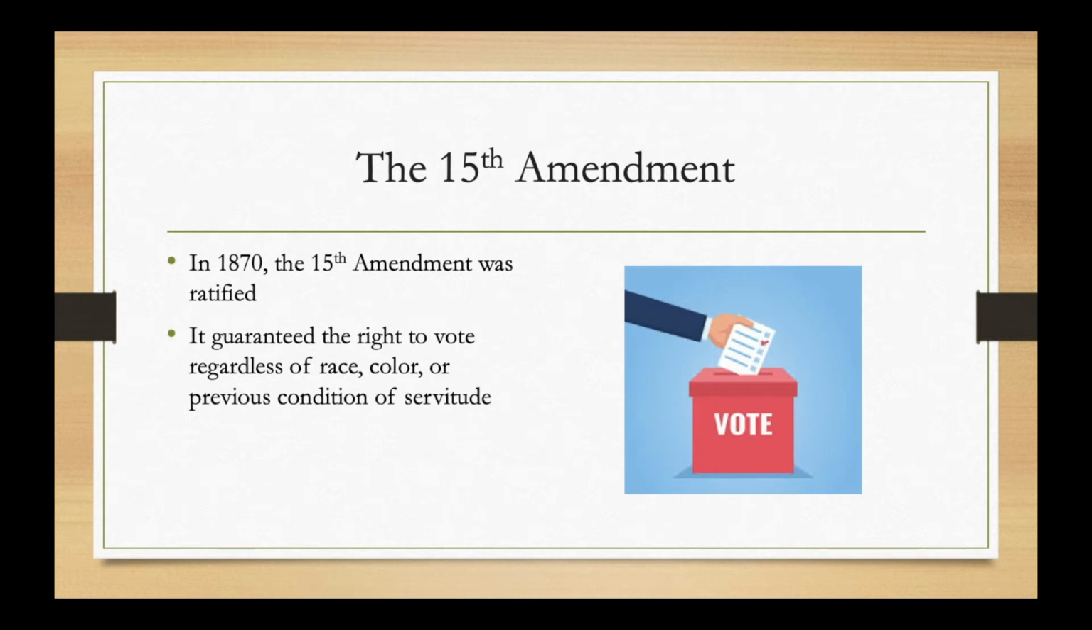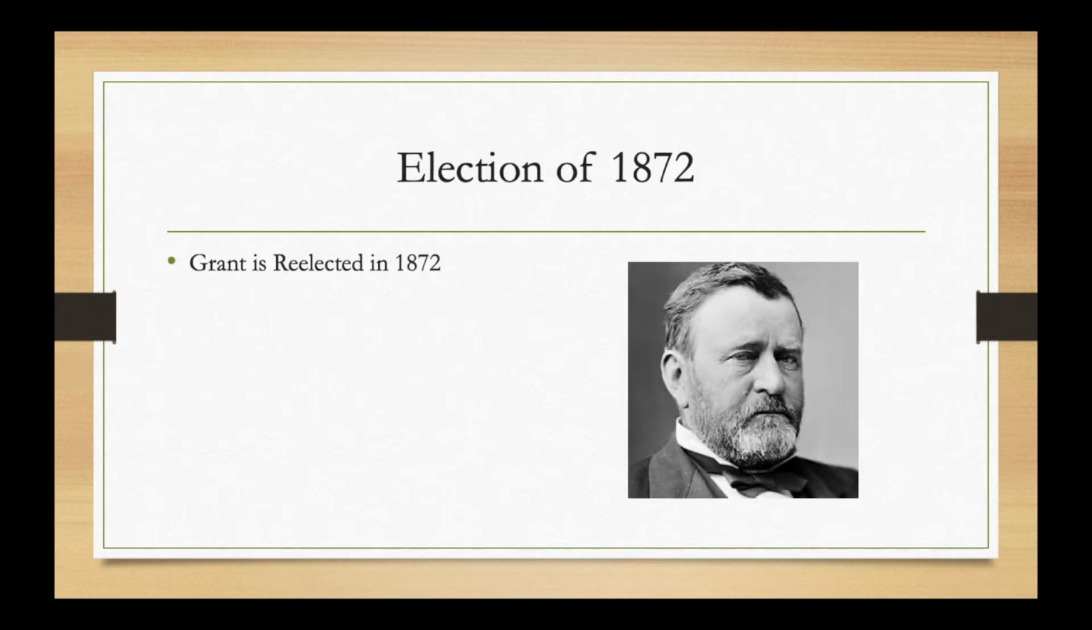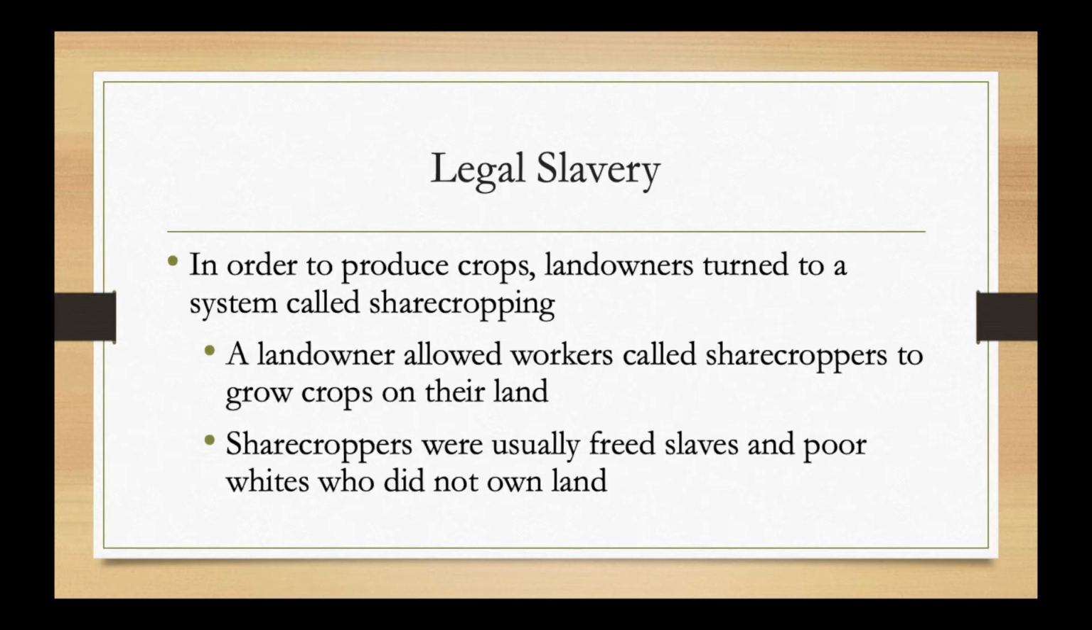Shortly after his election, in 1870, the 15th Amendment is going to be passed and ratified. This is going to grant everyone the right to vote except for women, regardless of your race, color, or previous servitude, which basically means you were a slave previously. 1872, just quickly going through a timeline here. Not much to report back here that really applies to us. Grant is re-elected in 1872 for his second term, and now we have illegal slavery to talk about.